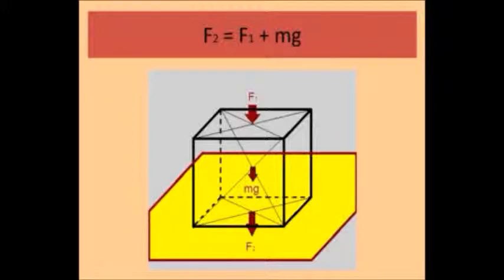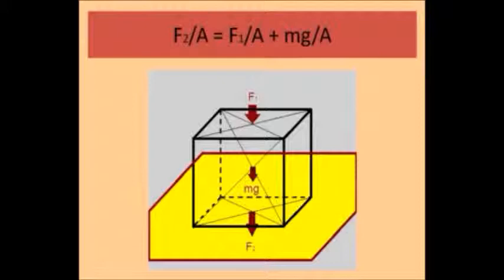F2 is equal to the downward force on the top surface F1 plus its weight force mg, mass times gravity. The definition of pressure is force over its cross-sectional area. If the cross-section of the box is A, then by dividing both sides of the force equation by A, we have effectively changed the relationship to one of pressure.